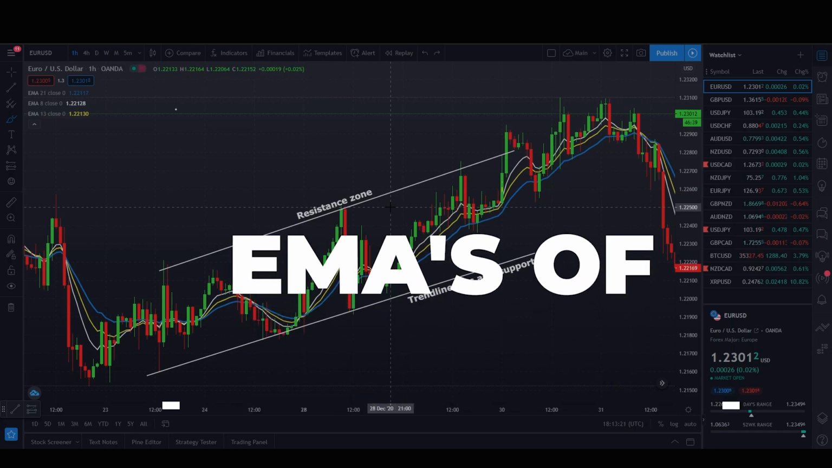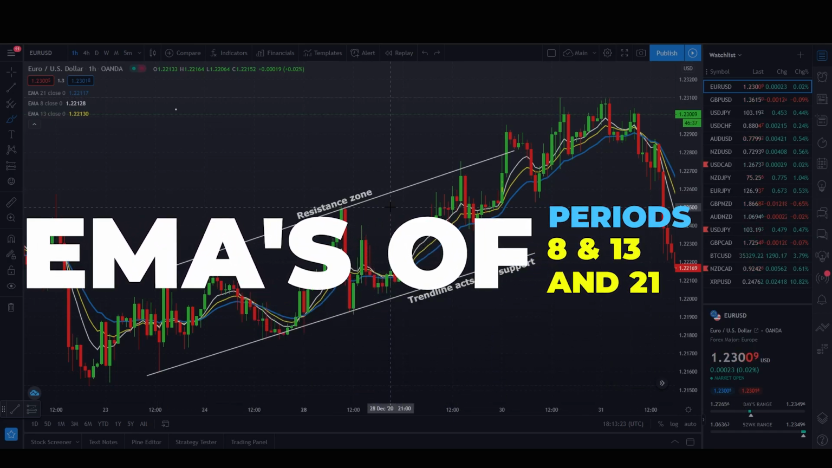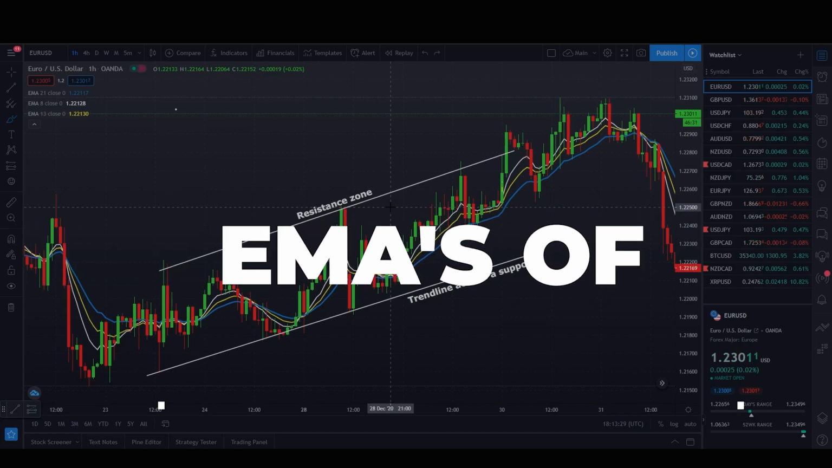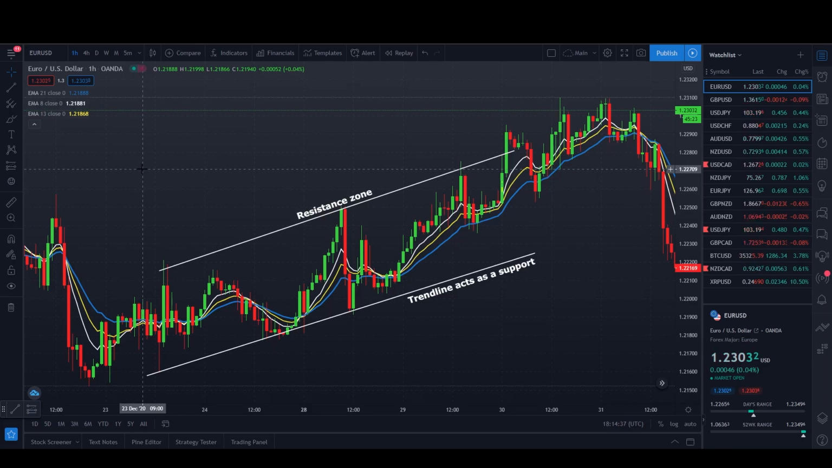So once you are finished with your analysis, we will need to add 3 exponential moving averages of periods 8, 13 and 21 as an addition to the strategy. I do have my moving averages already added.